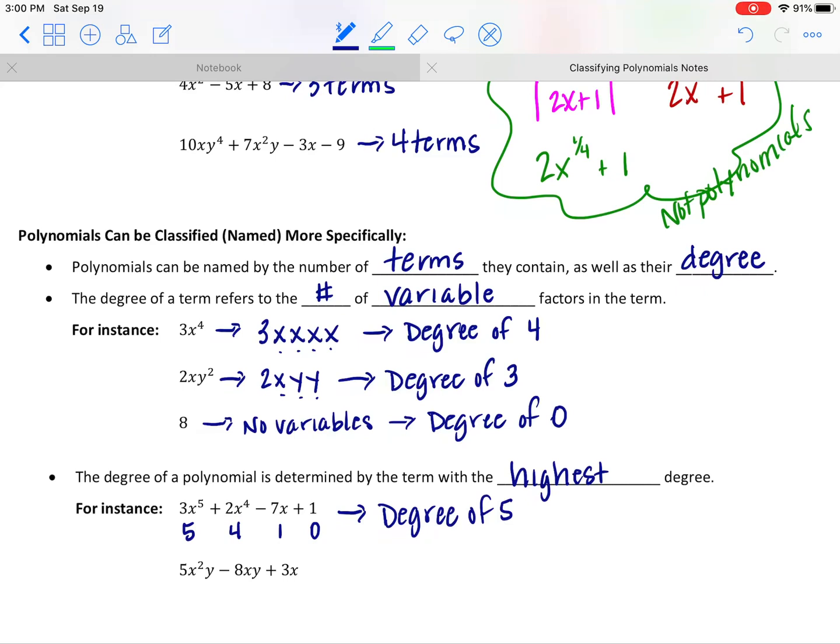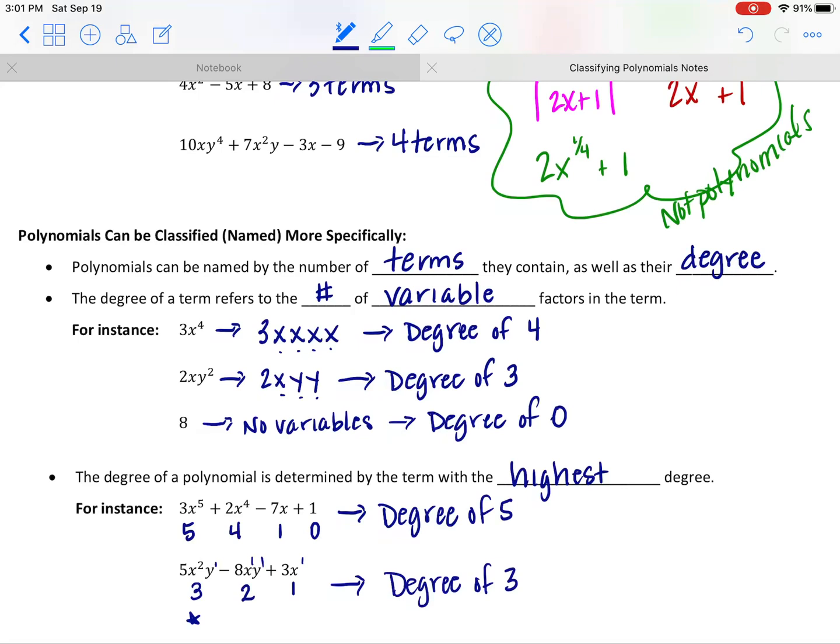Okay, so similarly here, the first term has two x's and a y, that means the first term has a degree of 3. And then the second term has 1x and 1y, so the second term has a degree of 2. And then the third term has a degree of 1. There's just 1x there. So since the 3 is the highest, we would say that the entire polynomial has a degree of 3.